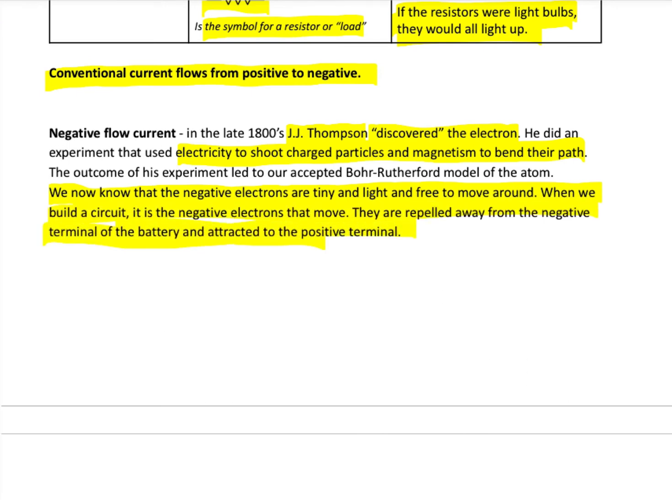As the model of the atom got better, they figured out that the positives are these big fat protons and they're locked in the nucleus. There's no way positives are going to move around a circuit because they're too big and fat and they're locked into the nucleus. Strong nuclear force with all these other protons. What we now know is that it's these wee little teeny tiny electrons that move around a circuit.